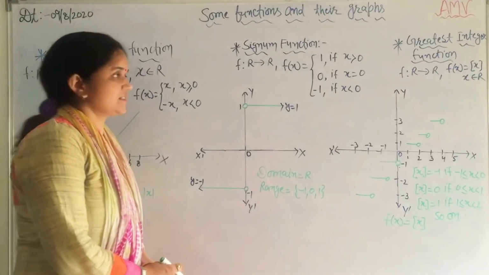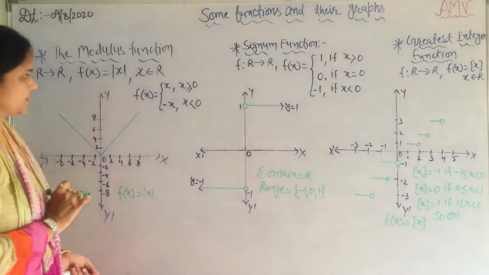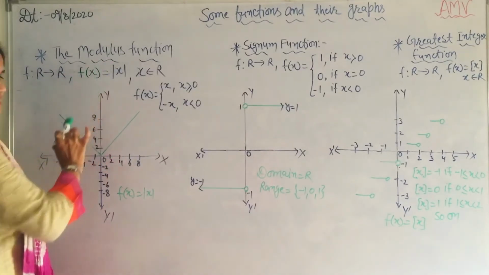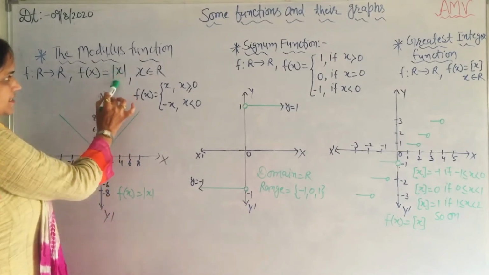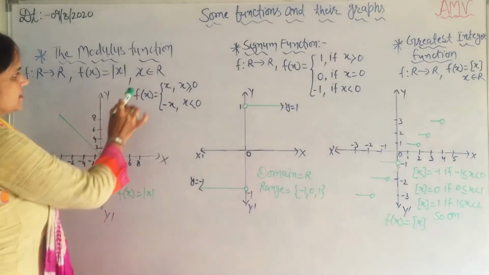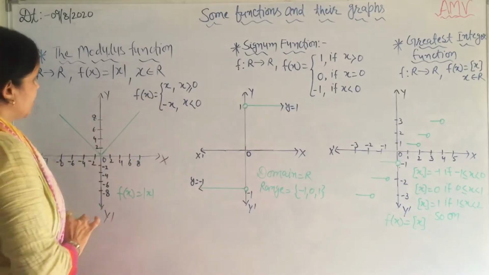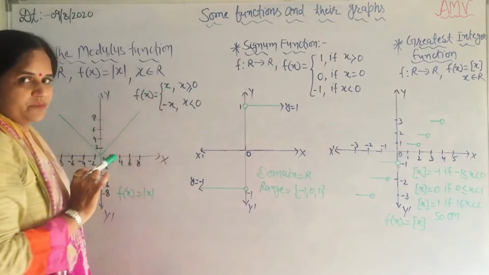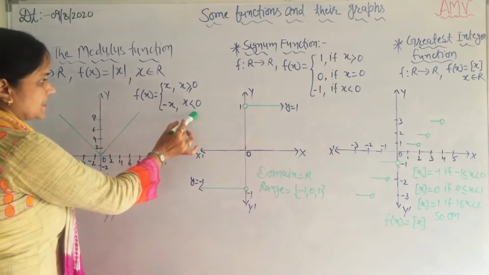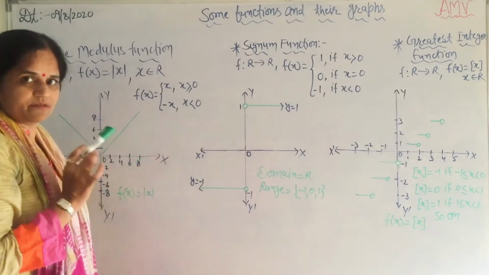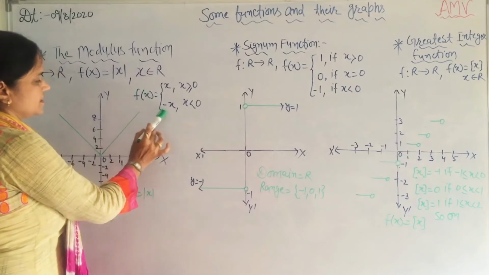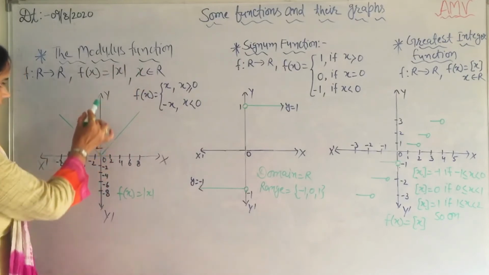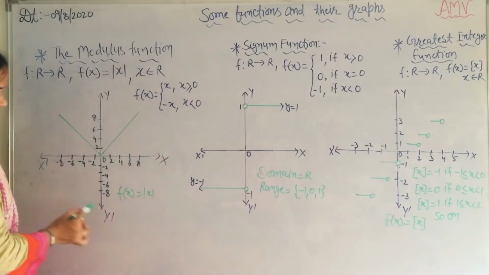The next function is the modulus function. For this function f from R to R, f(x) is defined by mod of x, known as modulus of x, for x belongs to R. Now, if x is greater than or equal to 0, then f(x) is x, meaning positive values. If x is less than 0, meaning negative values, then f(x) is minus x. It is the definition of the modulus function, and the graph of this modulus function.